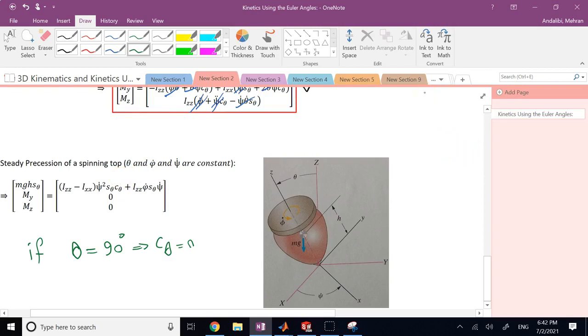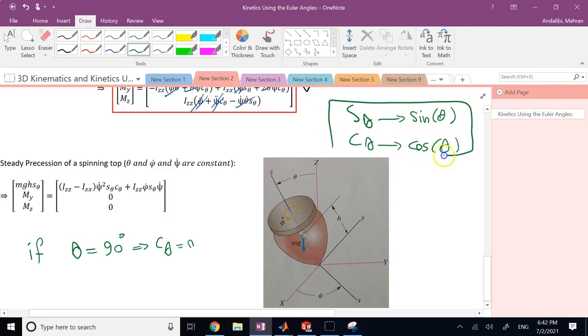So these are just short notations. Anytime you see S of theta, it means sine of theta. And anytime you see C of theta, it means cosine of theta. And the same thing for phi and psi. Okay, so these are short notations for sine and cosine, so you don't have to type them all the time. I just use S and C. So if that's the case, it means C of theta is 0 and S of theta is 1.